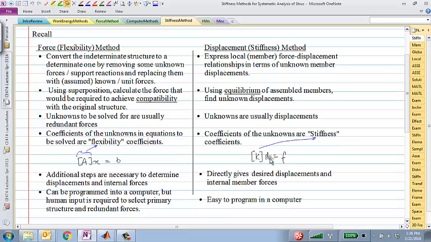One good thing about this method is that you get displacements directly. You're actually solving for the displacements at all the degrees of freedom of the structure. If you remember back here, we were solving for internal forces. Once we got internal forces, how did we get displacements? Anybody remember? For the mass?